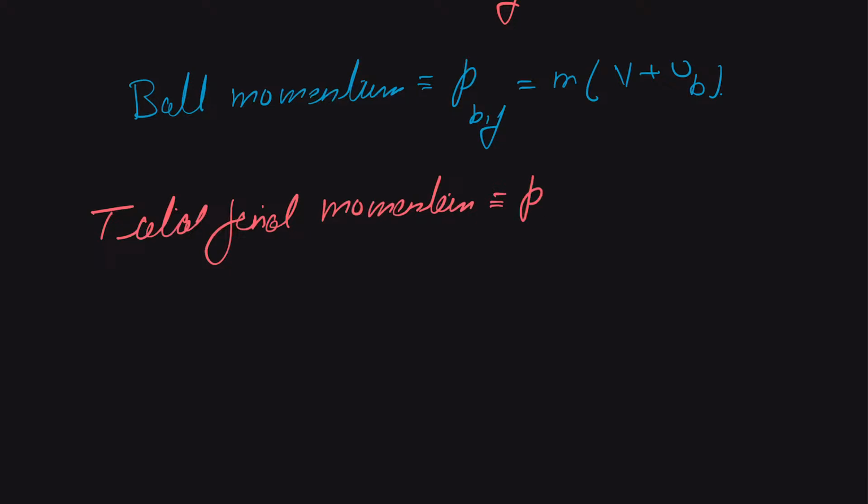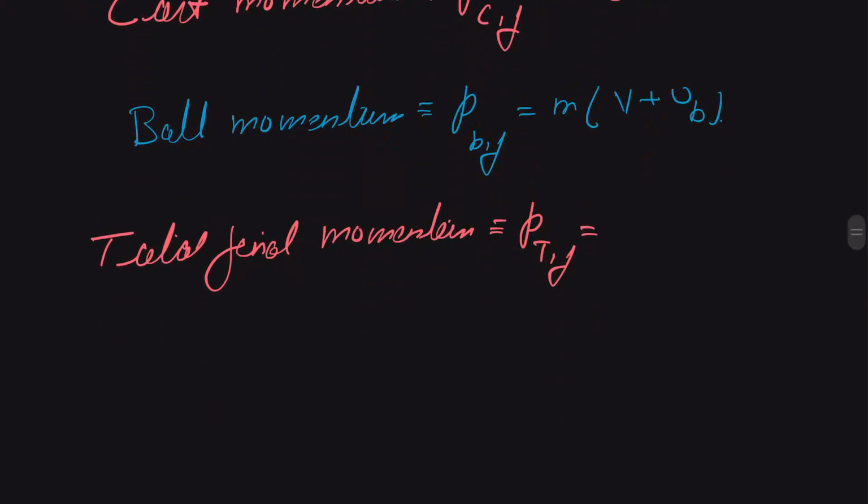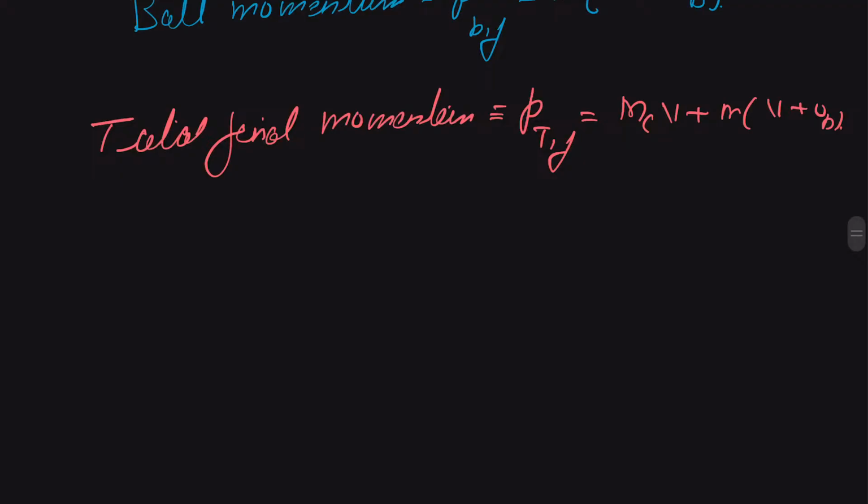And let us call this P_T final, which will be equal to the summation of both. So we get this as M_C V plus m V plus m V_B, and we can just make a minor adjustment here. So the total final momentum will be equal to, taking V as common, (M_C plus m) times V plus m times V_B.